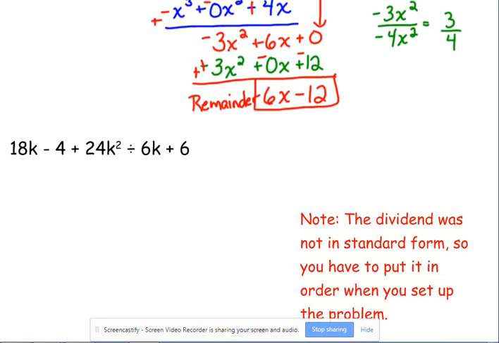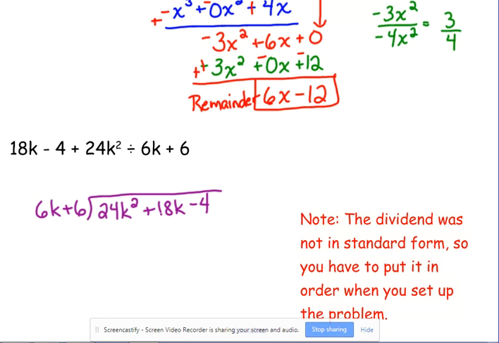Okay? All right, let's do one more, just to make sure. Sometimes they're not going to be in standard form, okay? You've seen that on a few of these problems. They don't have them in standard form, so we have to put it in standard form when we plug it into the problem. So our divisor is fine. 6k plus 6, no problem right there. Our dividend, however, we need to reorder. 24k squared plus 18k minus 4.